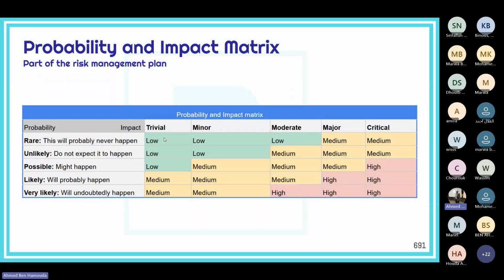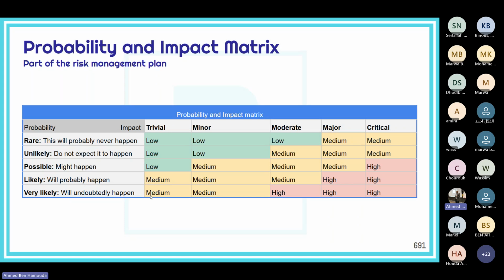Likely probability with trivial impact, then we're talking about medium. The same for likely probability and minor impact. The same for likely probability and moderate. But likely probability with major impact, that's high, and likely probability with critical, that's also high, or maybe very high.